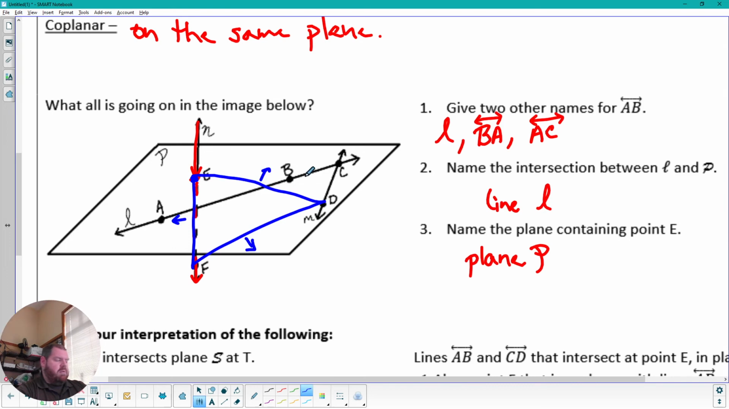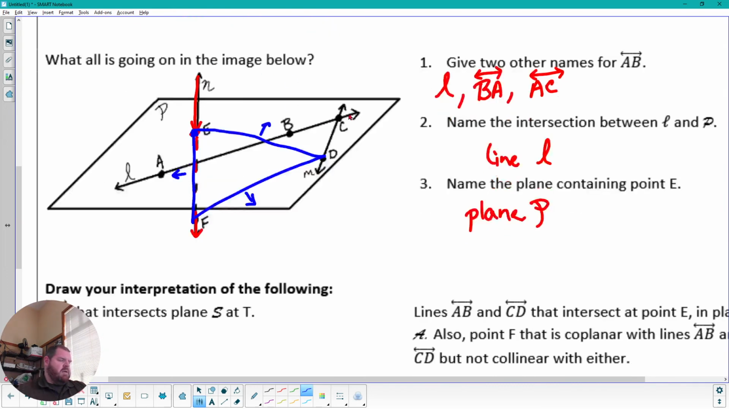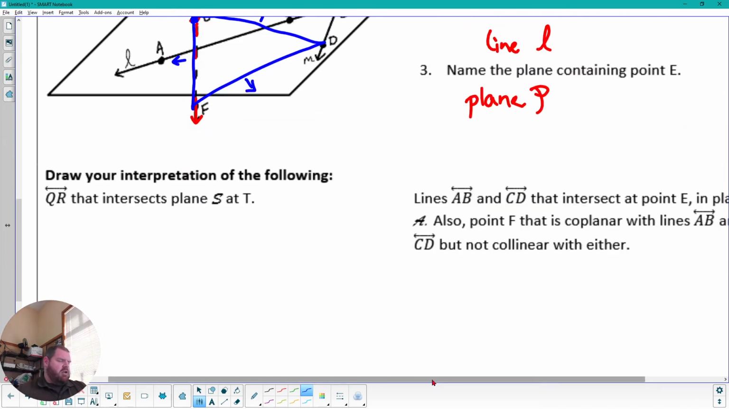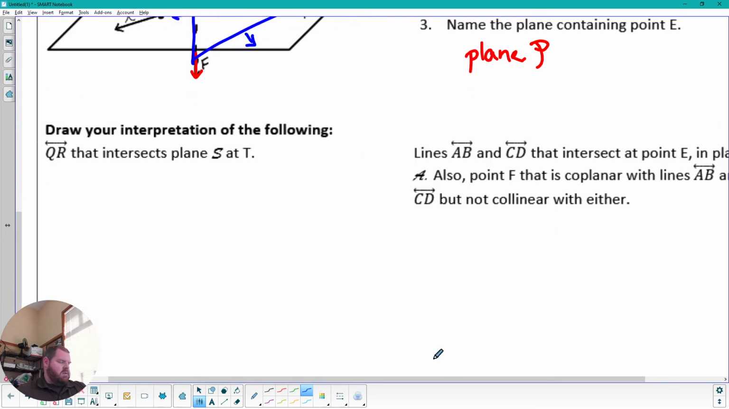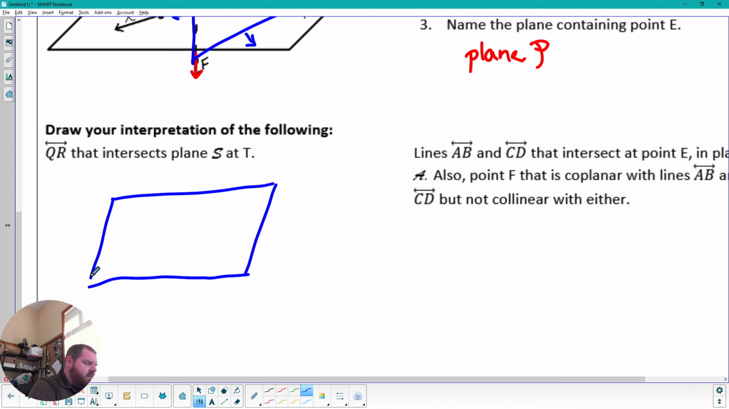Okay. I also want to work a little bit on you drawing some things. So let's diagnose what we got going on here and try to make these drawings. I have QR that intersects S at T. So I've got plane S. And these don't have to be perfect. I have a lot of people stressing about, it's got to be this perfect, weird-looking, slanted shape. No, it doesn't. It's just a surface.